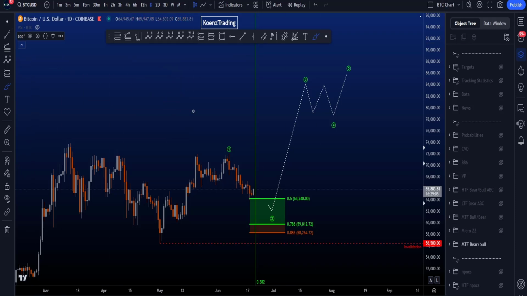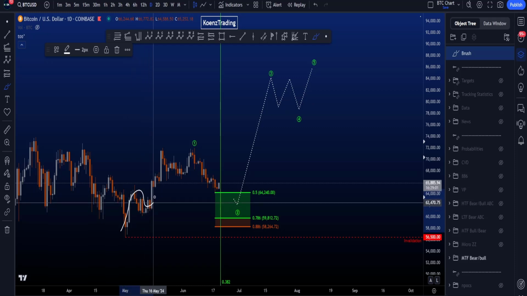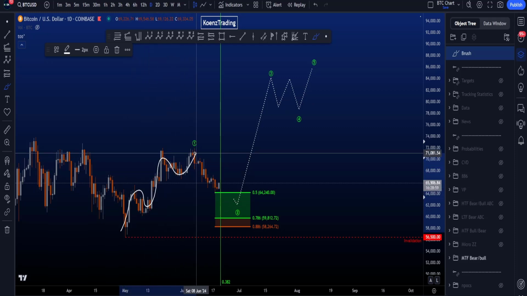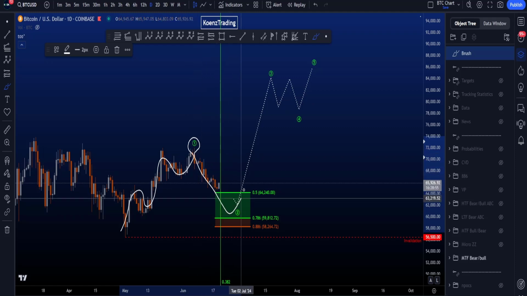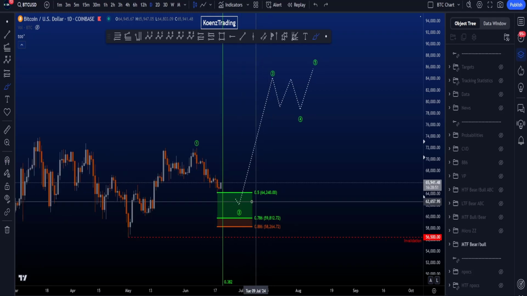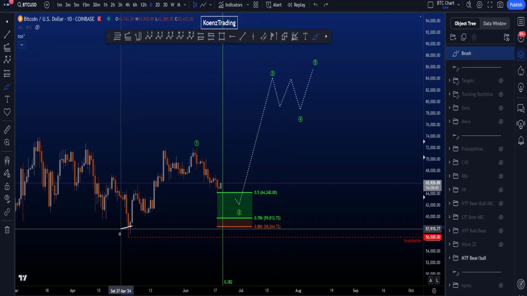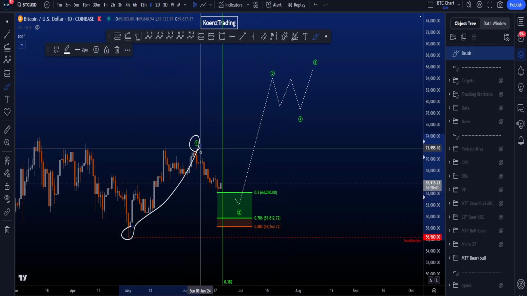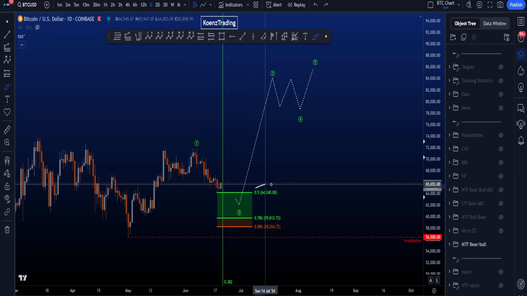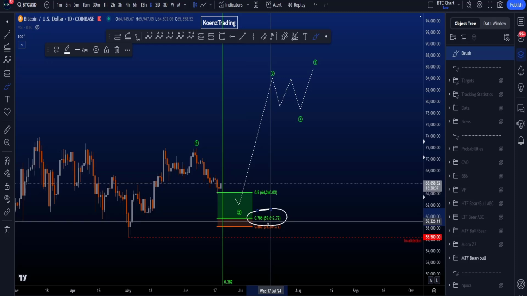Starting with the first scenario here, which is an impulsive structure to the upside, a bullish scenario on the daily time frame, where we have a finished 5-wave impulsive structure to the upside in a wave 1. Look for a wave 2 and then a wave 3 towards the upside. The common target for your wave 2 is between the 0.5 and the 0.786 Fibonacci, taken from the low to the high of wave 1, giving you a target between 64.3k and 59.8k.